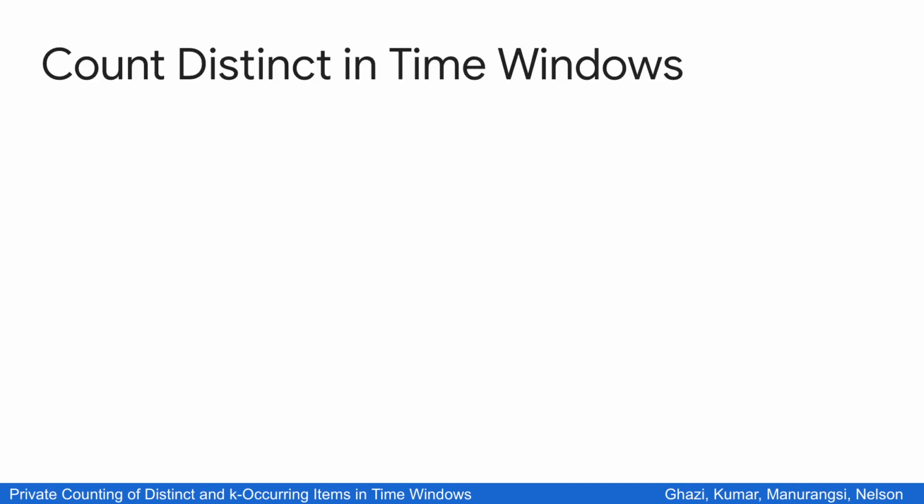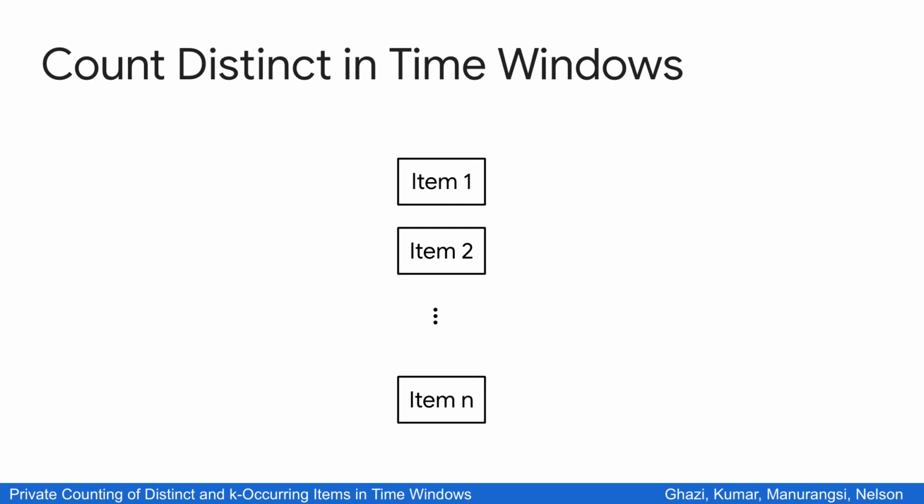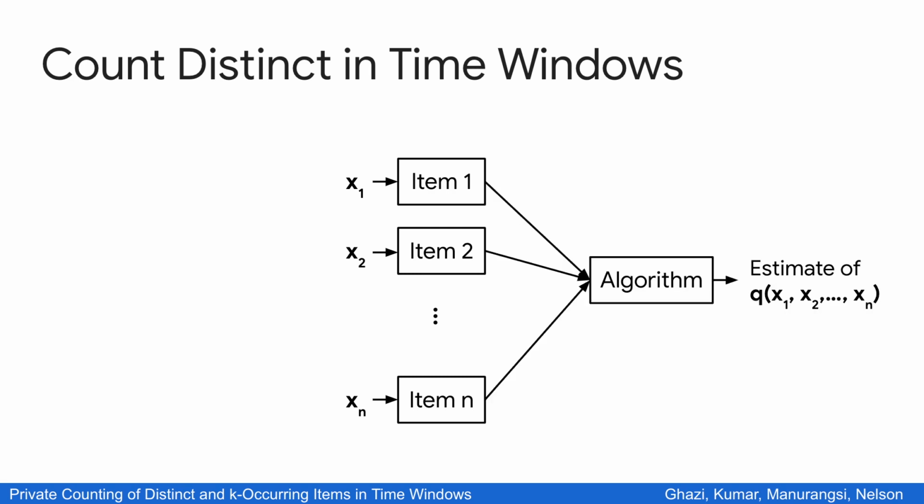We studied several problems relating to counting elements in time windows, and they share the following common structure. There are n items from 1 to n. Each item i is associated with some input xi, which we will discuss in a moment. Given these xi's, we would like our algorithm to compute an estimate of some query q.